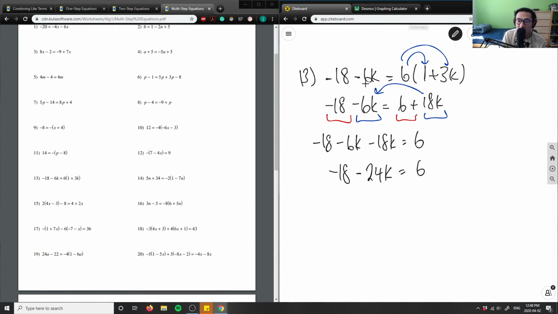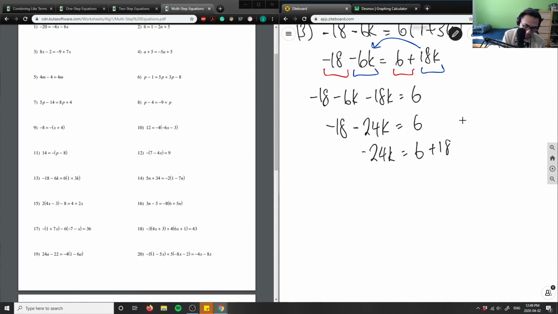equals 6. And then now I want to bring this number here back to the right side. Right? I want to gather my constants together. So instead of -18, I'm going to add 18 to both sides, right? So -24k equals 6 plus 18, right? So it's plus 18 here. And then what's 6 plus 18? 6 plus 18 here is actually 24. So here is 24, which is nice. We have 24 on both sides.